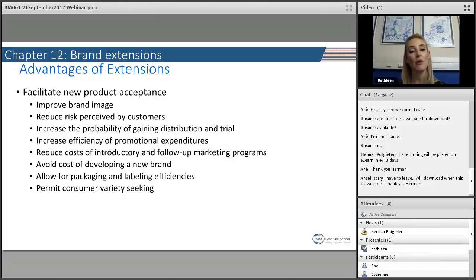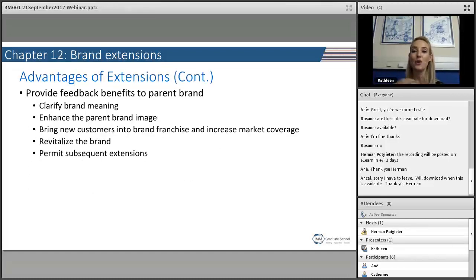It can help us avoid the cost of developing a new brand because we have a perfectly good one that we can utilize. It will also allow us for some economies of scale in terms of packaging and labeling because we're going to use common factors. And it also allows our customers to stick with the brand that they like while seeking variety. If you think about Coke, they have the different cola drinks as well as flavor drinks like Fanta and Spoletta, and then they have the neutral Sprite as well.